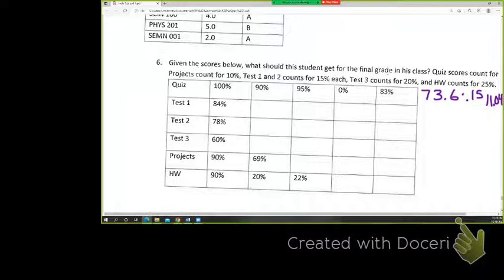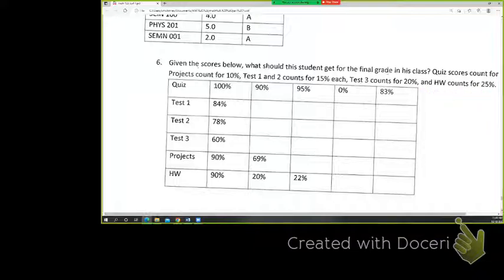Sorry, Carolyn. You came up to 73.6 by adding 100%, 90%, 95, 0, 83, and you divided it by 5. Yes. Did you come up with something different? No. Okay, try it real fast for me, just in case. Can you tell me what you just did?